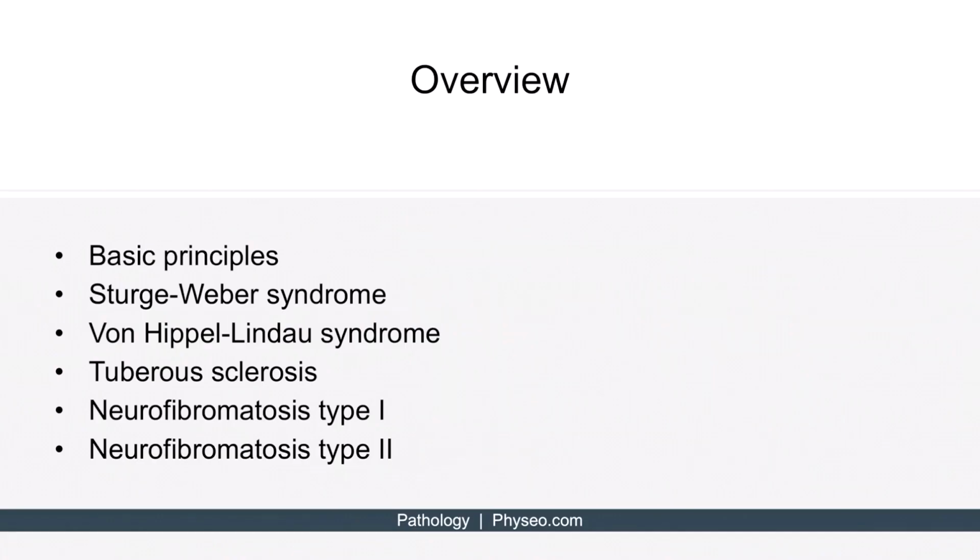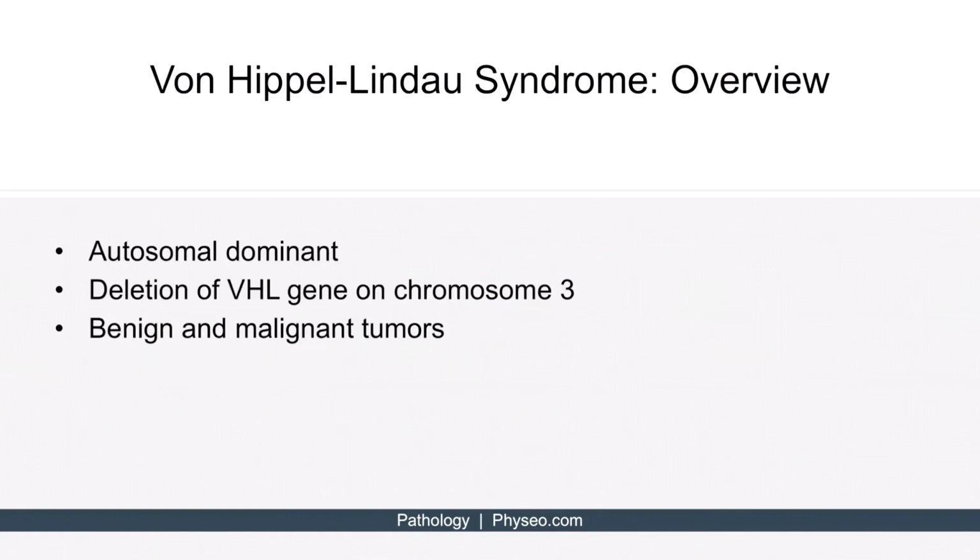The next disorder we'll discuss is von Hippel-Lindau syndrome. This is an autosomal dominant syndrome caused by a deletion of the VHL gene on chromosome 3. VHL ubiquinates hypoxia-inducible factor 1A. Deletion of this gene leads to the formation of numerous tumors, both benign and malignant.